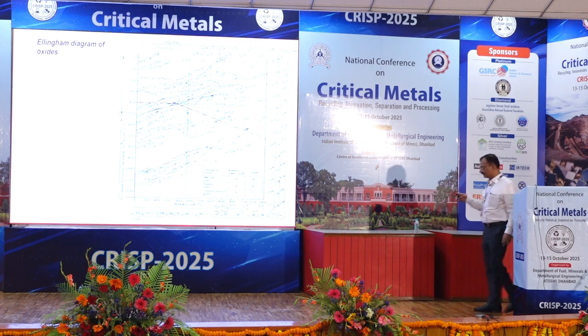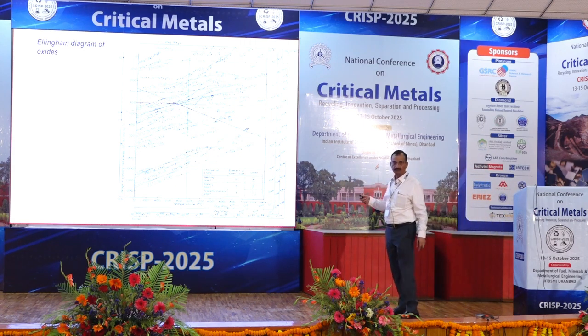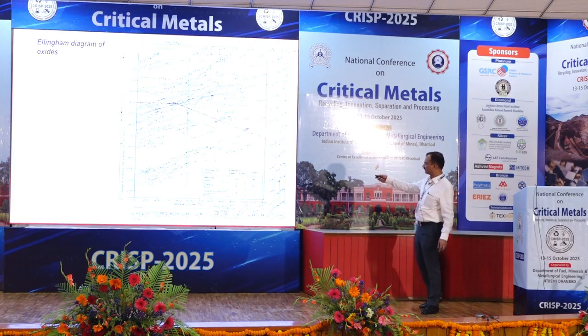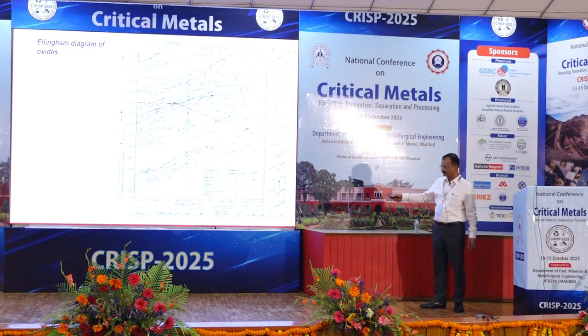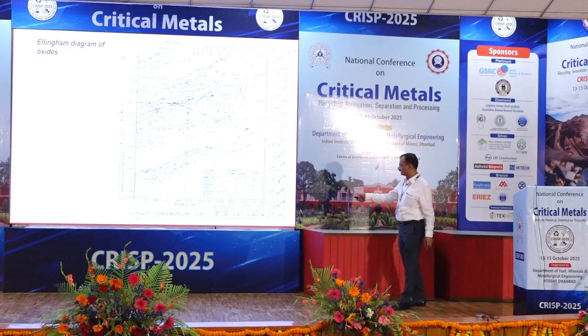So this is the Ellingham diagram of oxides. Most of the people perhaps know. What happens in this diagram is that the relative stability of oxides is plotted. At the bottom you have the calcium.